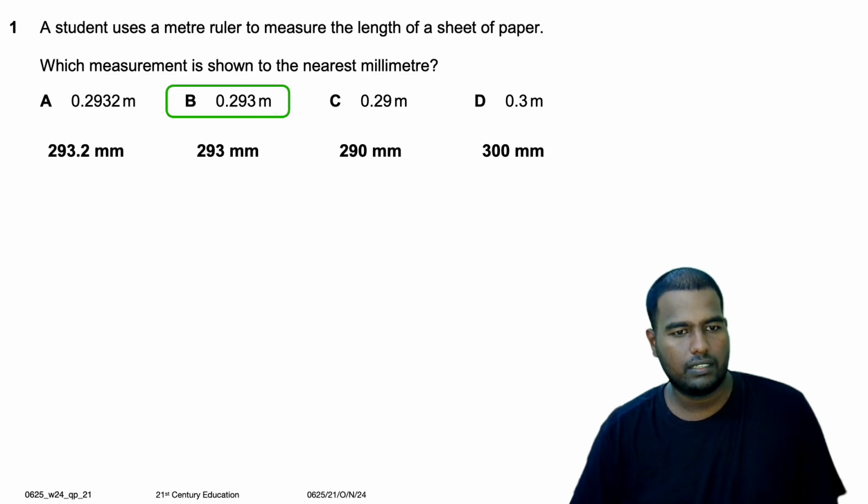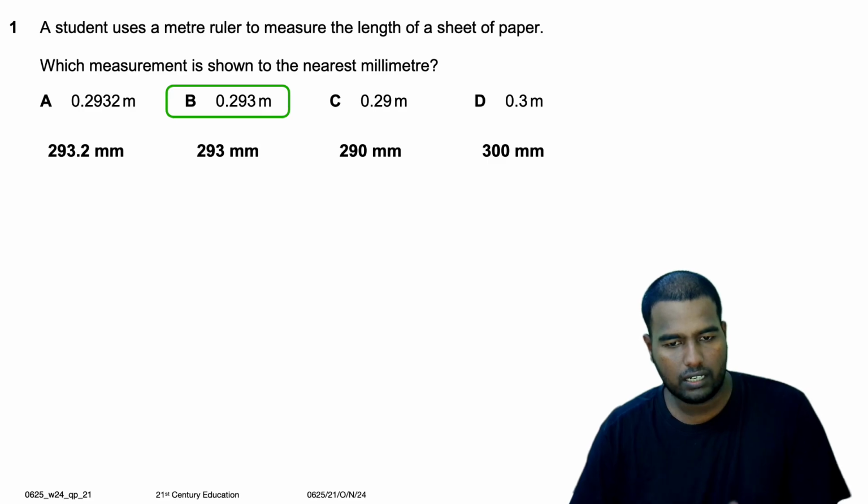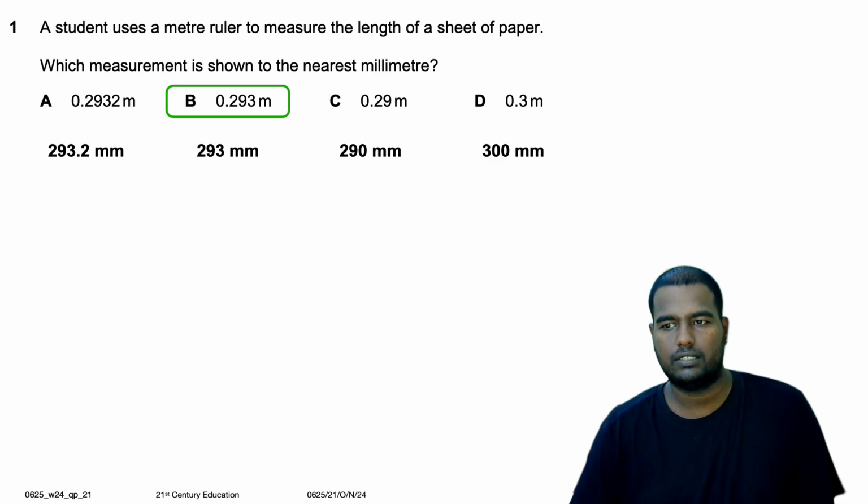So you might think that 290 and 300 also end up in millimeter, but look at their last digit. They are not significant here. It's a 0. So you can write it as 29 into 10 power 1 millimeter. The last one you can write it as 3 into 10 power 2 millimeter. So they are not significant figures.